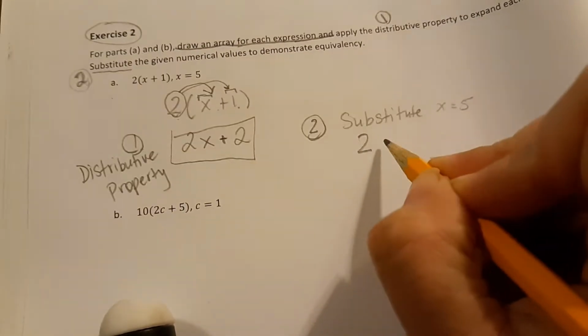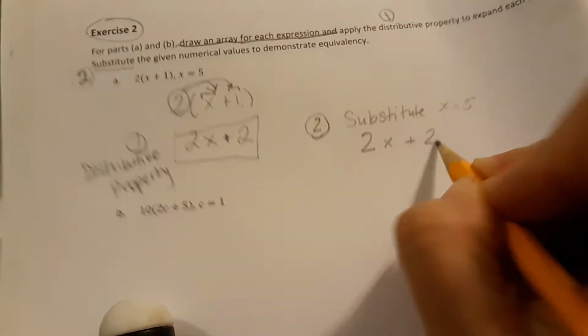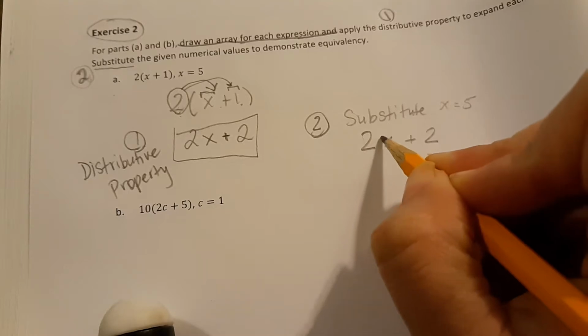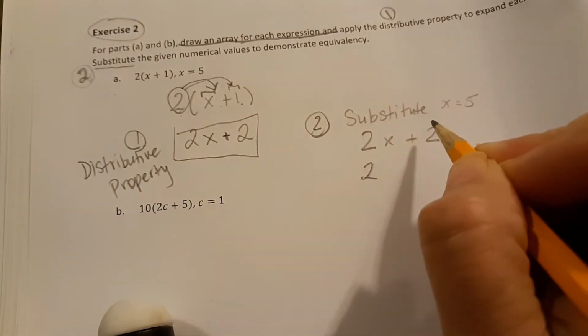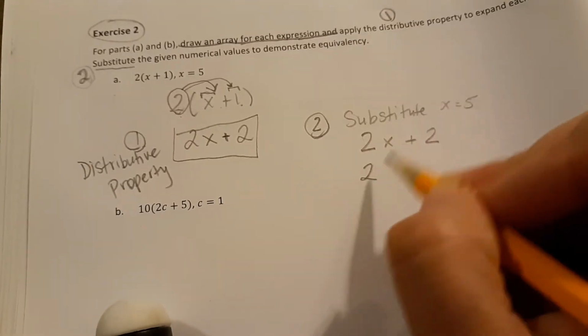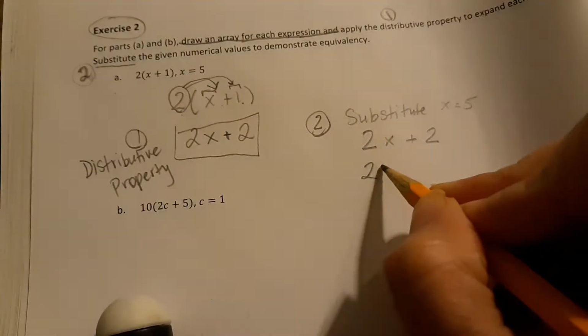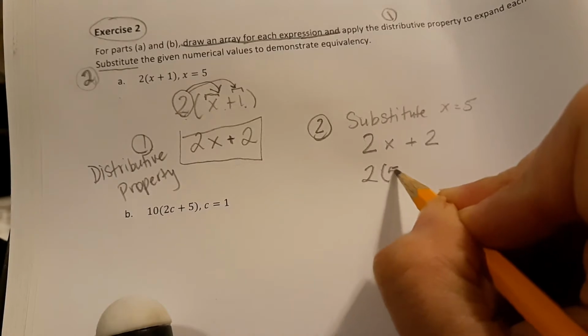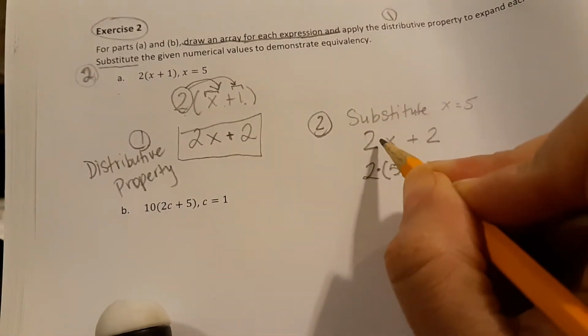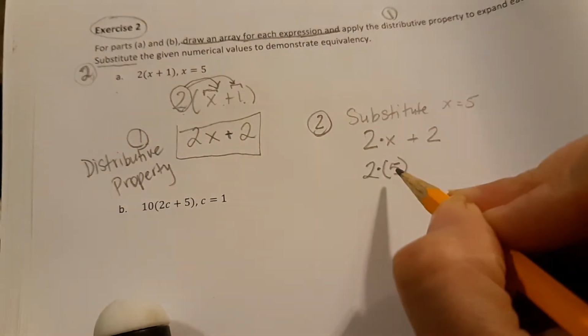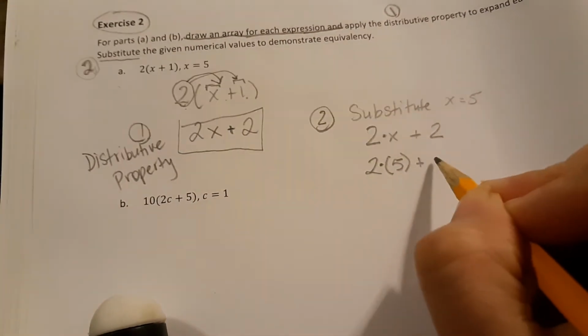If we have 2x plus 2, this is no longer going to be x. We're going to replace it. We're going to substitute it in, just like when I'm not there today and there's a substitute there. We're going to replace it with a 5. Those are going to be multiplied together because here they're being multiplied together, and then add the 2.